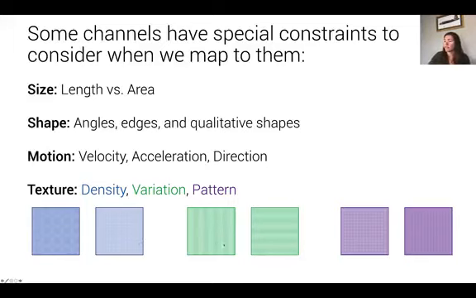We also have the variation. So here we can see for these green squares, the green square on the left has stripes that are going up and down. The green square on the right has stripes that are going right and left. This kind of texture mapping tends to be very useful for qualitative data, where we just want to be able to distinguish between different categories.